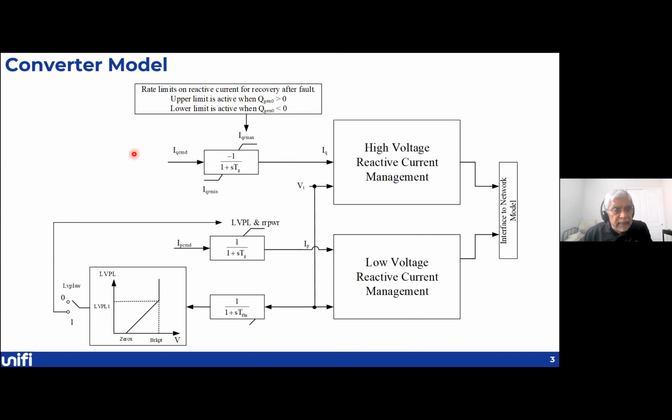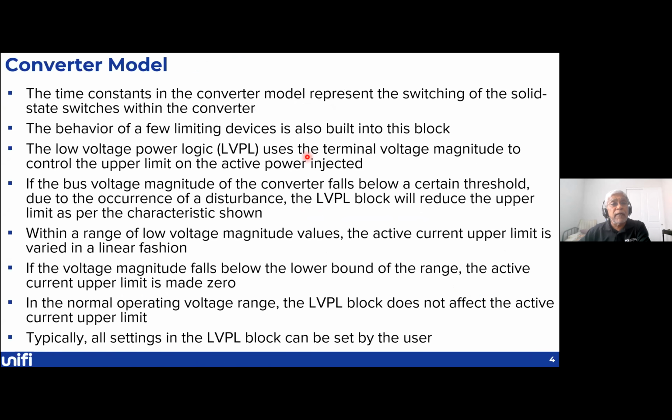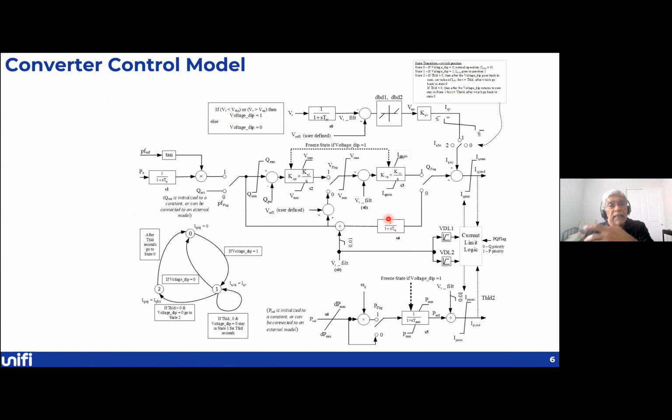So behind this is the control block, which sits within the stability simulation software. And then at every time instant when we do the network solution and we update the voltages, the updated voltages are fed in here.